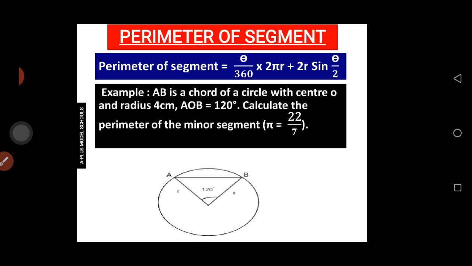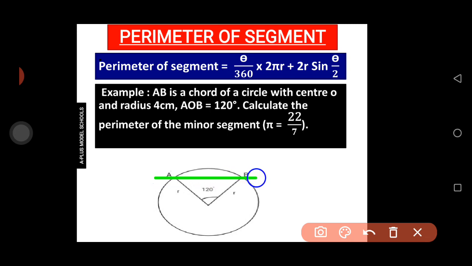So now look at the first example here. We have AB is a chord. You can see this is line AB. When you look at AB very well, AB is a chord of a circle with center O, and radius 4 centimeters. The radius for this is 4 centimeters each. And the angle AOB is 120 degrees. Calculate the perimeter of the minor segment.